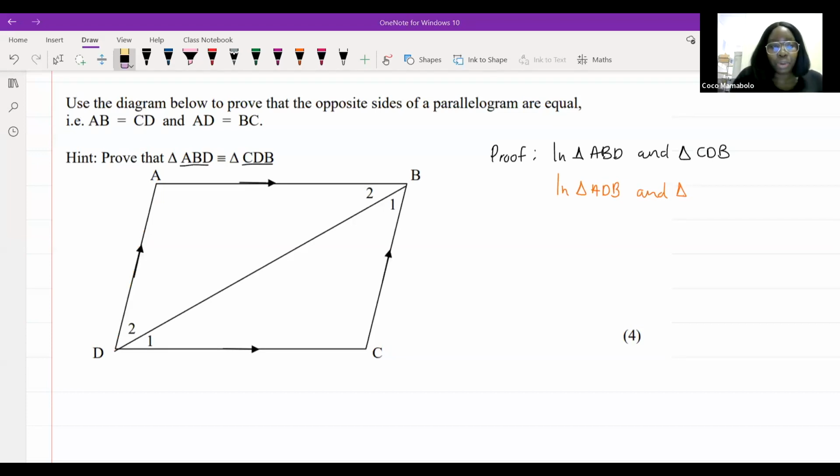All right, let's prove congruency quickly. So we know that arrows mean what? What do arrows tell us? Arrows are what lines? Good, parallel lines, not equal. Arrows mean parallel. And whenever we see parallel lines, we must think what?